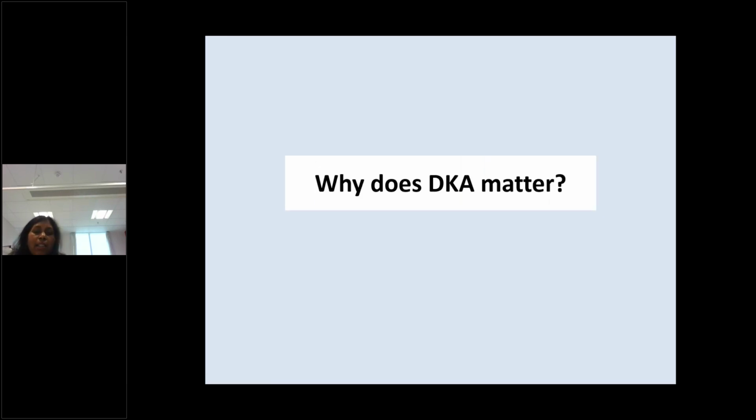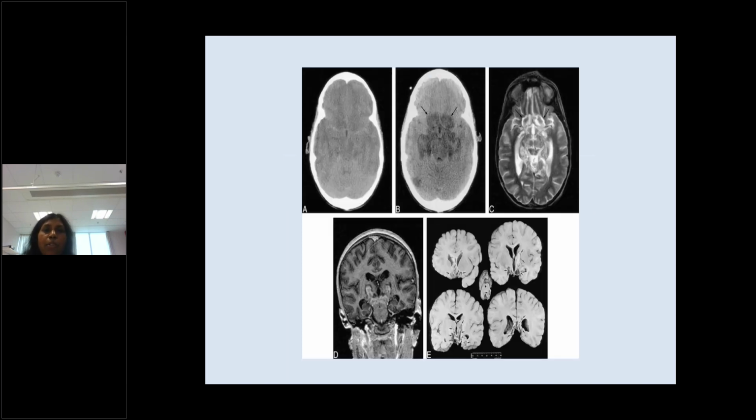So why does DKA matter? We all know that cerebral edema is the biggest cause of death in DKA. The mortality is nearly 25% in children with DKA who developed cerebral edema.